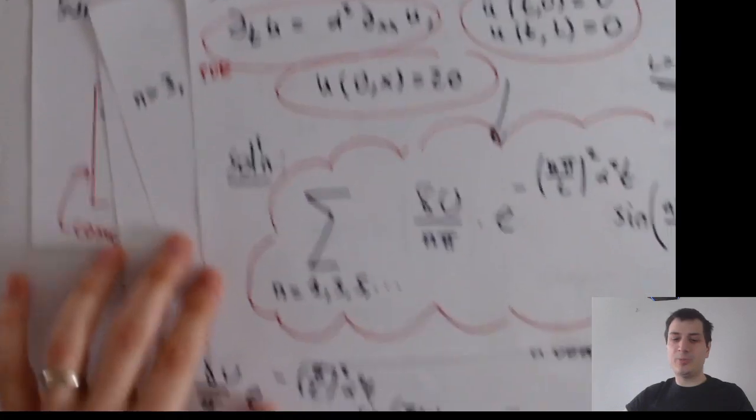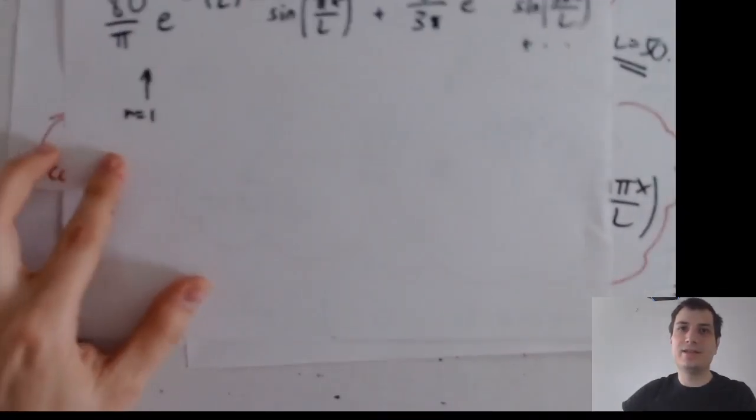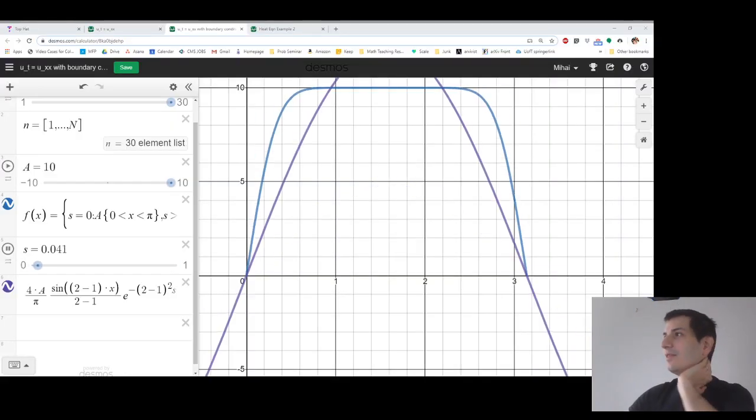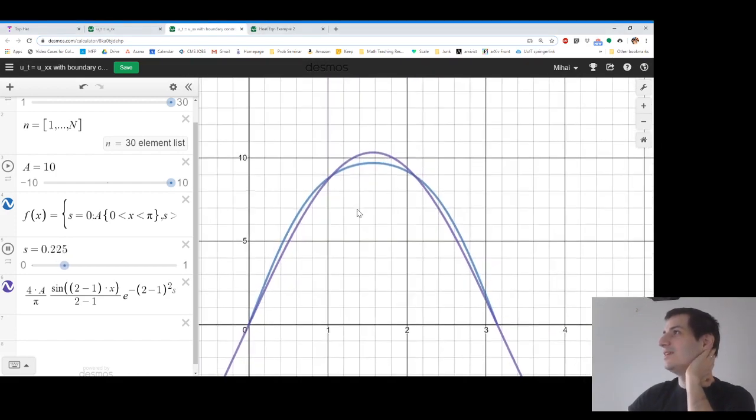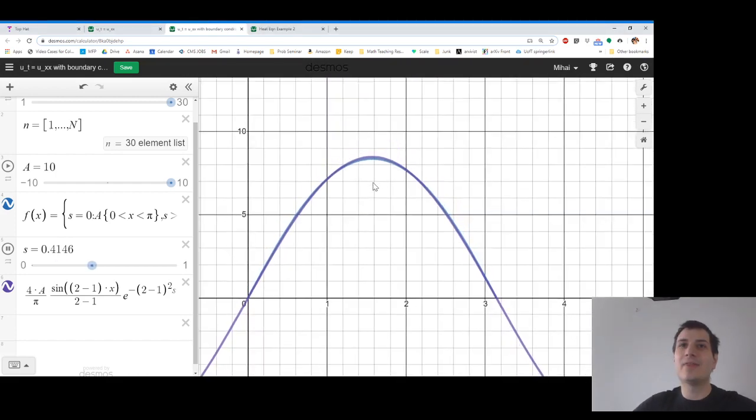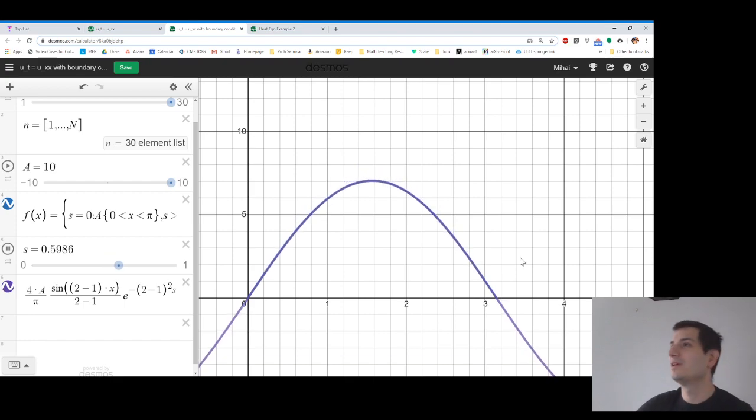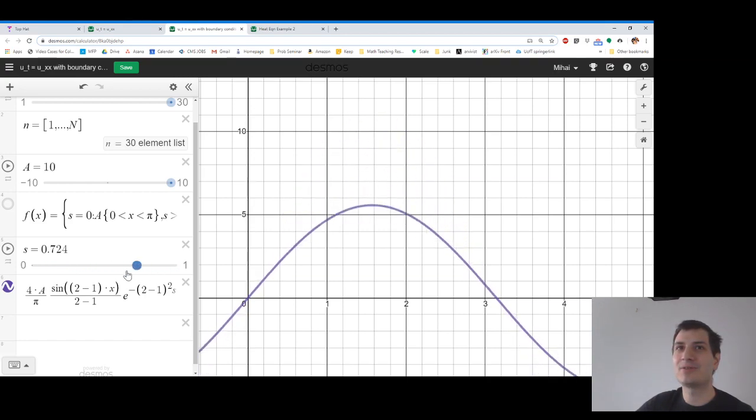So in purple, in Desmos right now, there are two things. There's the blue curve, which is the heat, the actual bar, and the purple is just the first term. And the purple one is pretty boring. It's just a sine curve that goes to 0, so it's kind of boring.